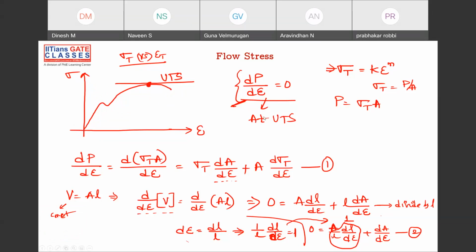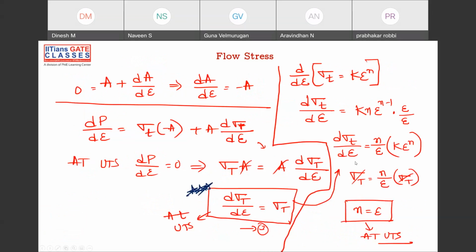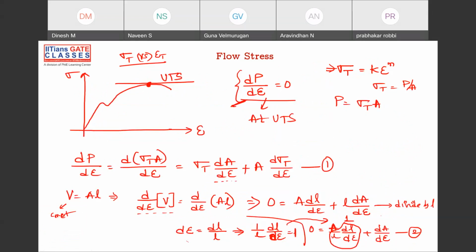So the important point that we have to carry on, forget about all these things, is that at UTS, at ultimate tensile strength, for mean flow stress. This is your simple stress and strain curve, right? At ultimate tensile stress, at this point your n will be equal to epsilon, where epsilon is true strain. And please remember, this is the true stress versus true strain graph, not the engineering stress versus engineering strain graph.